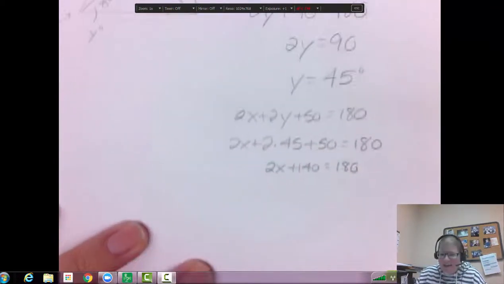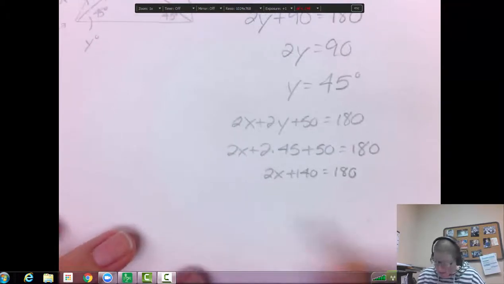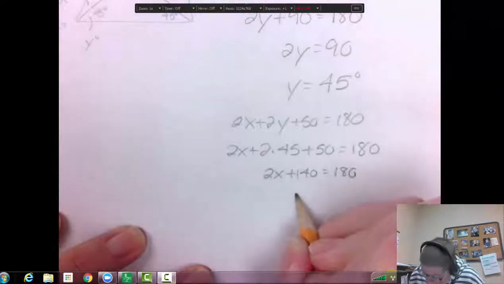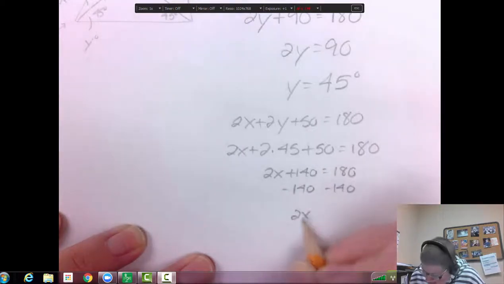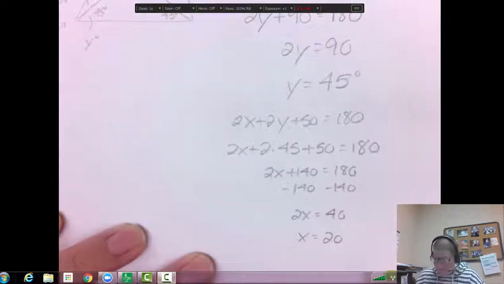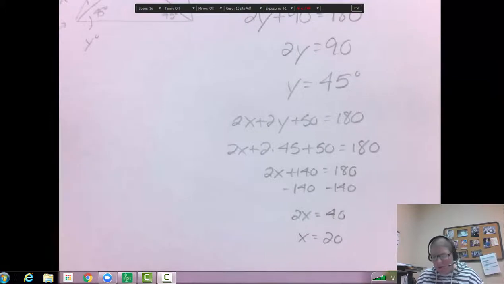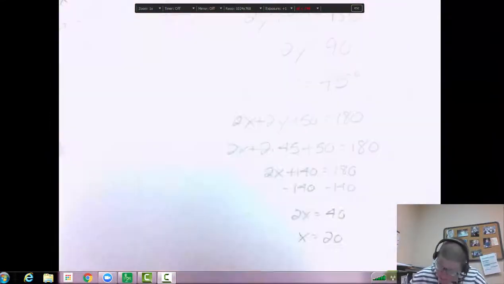Then from here, subtract over your 140, and you're going to get 2x equals what? 40. And then divide by 2, and x is 20. So x is going to be 20 degrees here. We're going to have 20 degrees here as well.